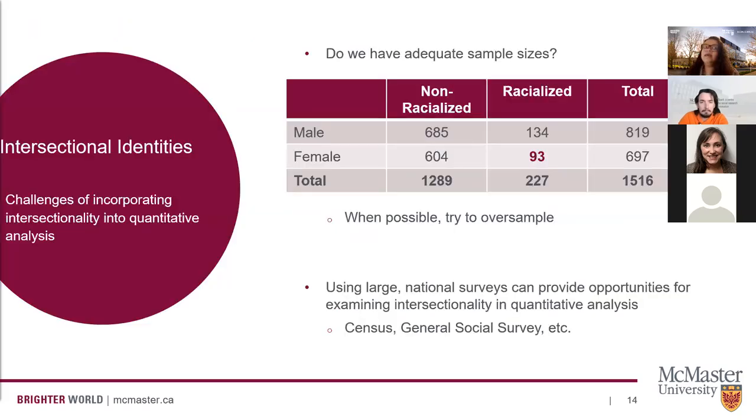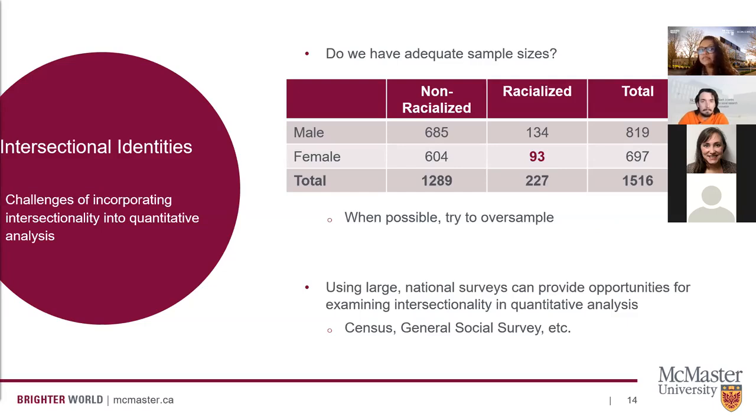So, what are the challenges of incorporating intersectionality into quantitative analysis? In my personal example with the 1,516, I just did a cross tabulation between gender and racialization and you can see here that there's about 93 racialized women in the sample. So that seems adequate enough to do cross tabulations perhaps, but sometimes it is not enough to do interactions, depending on how many variables are in your model.